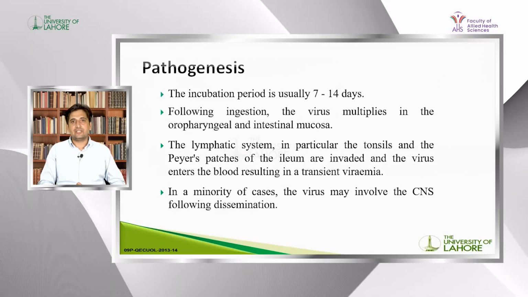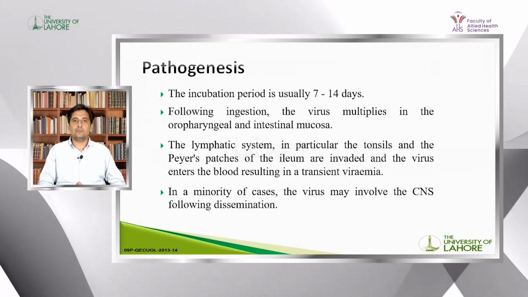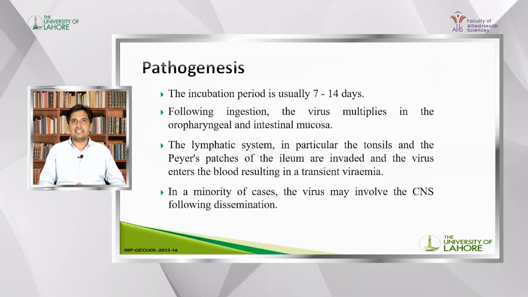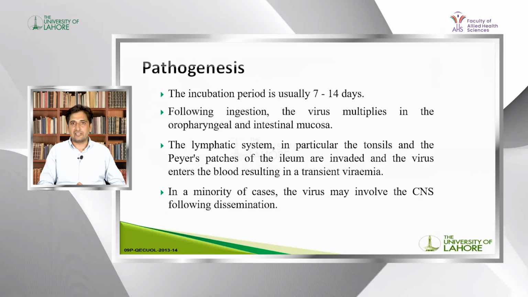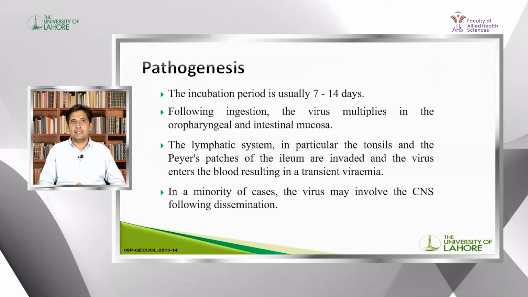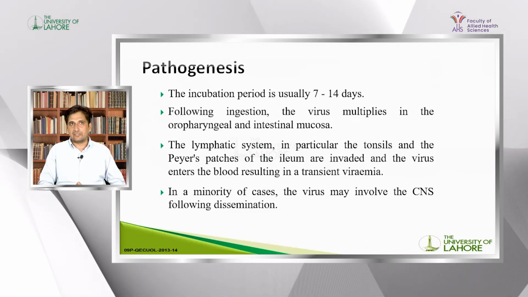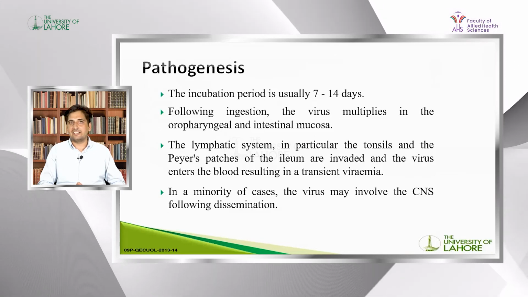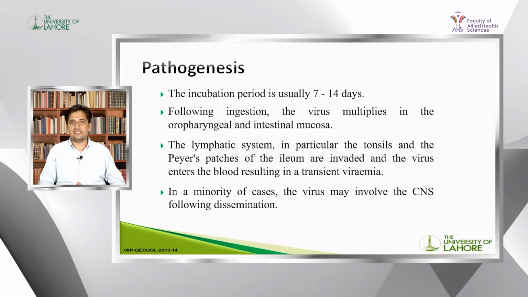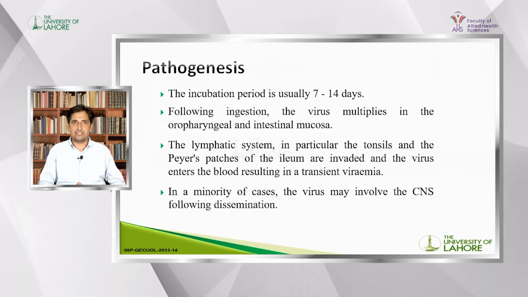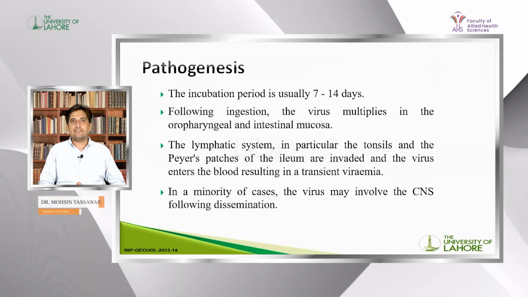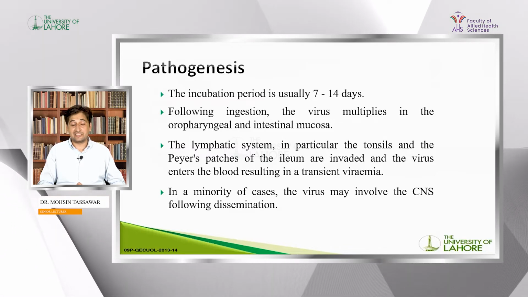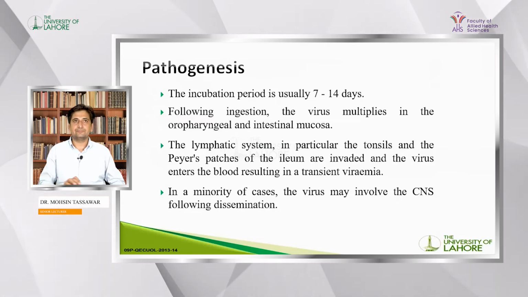While talking about the pathogenesis of the poliovirus, the incubation period varies between 7 to 14 days. Following the ingestion, the virus multiplies in the oropharyngeal and intestinal mucosa. The lymphatic system, particularly the tonsils and the Peyer's patches of the ileum, are invaded, and the virus enters the blood, resulting in a transient viremia. That is something very important in a viremic condition. In a minority of cases, the virus may involve the CNS following the dissemination. After involving the CNS, it may cause paralysis.